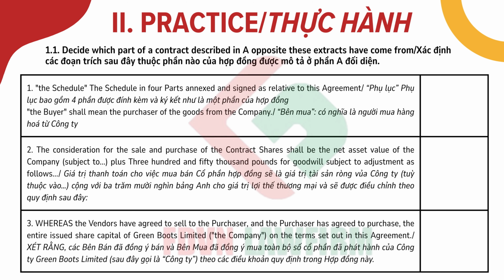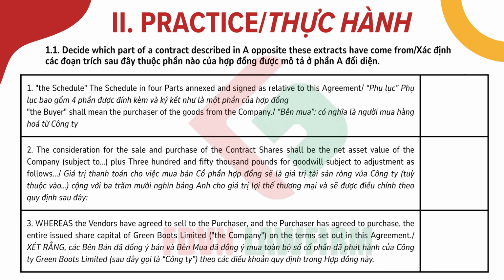2. Practice. 1.1. Decide which part of a contract described in A opposite these extracts have come from. 1. The schedule in 4 parts annexed and signed as relative to this agreement / the buyer shall mean the purchaser of the goods from the company. 2. The consideration for the sale and purchase of the contract shares shall be the net asset value of the company, plus £350,000 for goodwill subject to adjustment as follows.